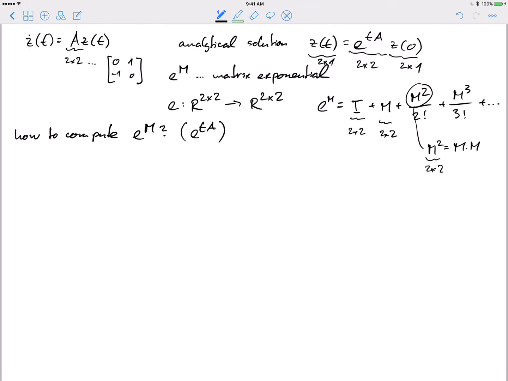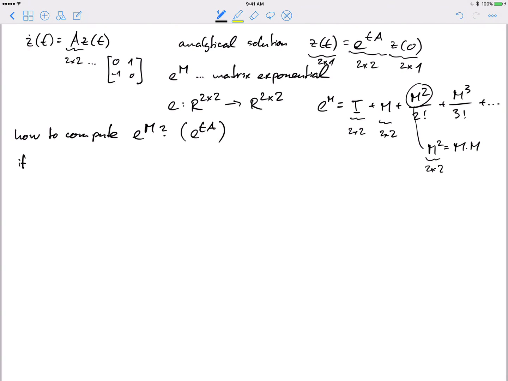Do you know how to compute the matrix exponential? Matrix exponential is kind of funny, right? You certainly don't want to be computing it like this, to evaluate infinitely many matrices and then sum them together. That's a bad idea. That was a joke. So there is a better idea how to do this.